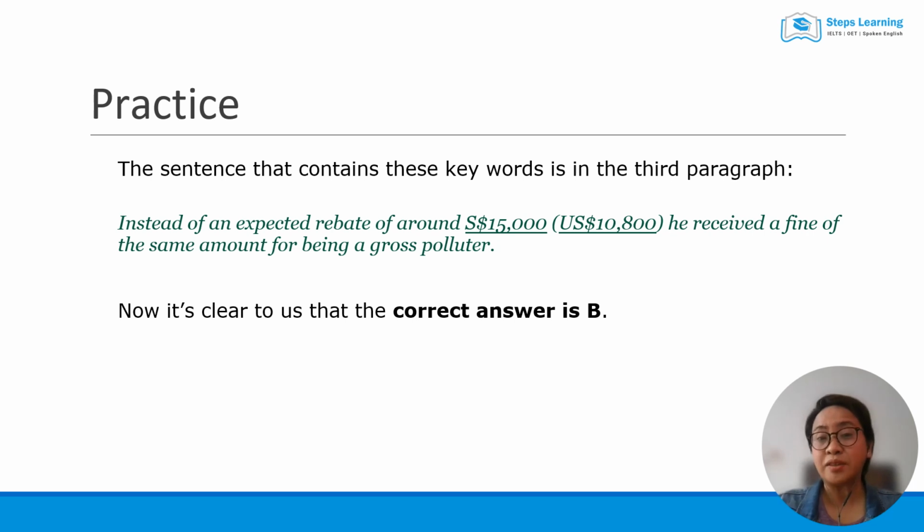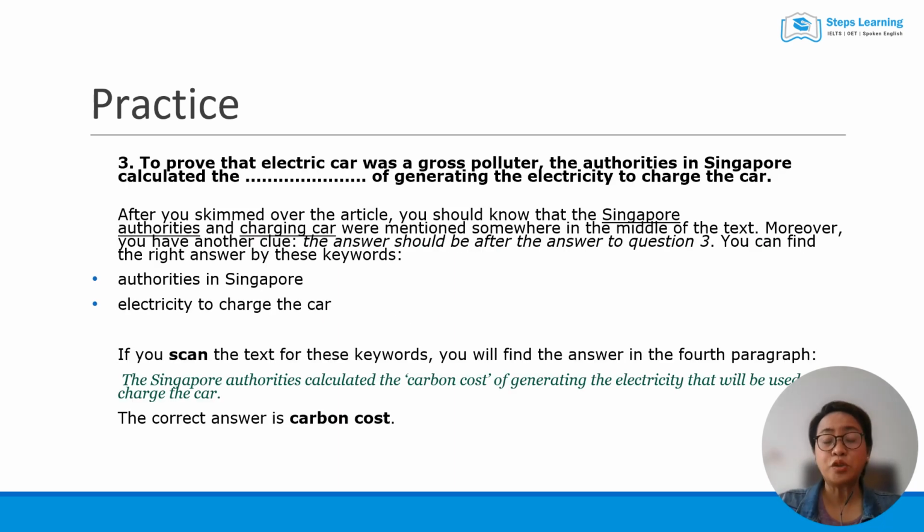Now, the sentence that contains these keywords is in the third paragraph. Instead of an expected rebate of around 15,000 or 10,800 US dollars, he received a fine of the same amount for being a gross polluter. So now it's clear to us that the correct answer is B. Now let's go to question 3.